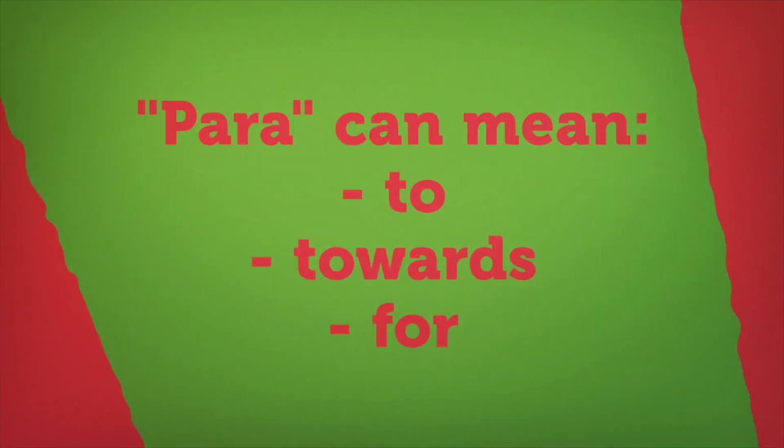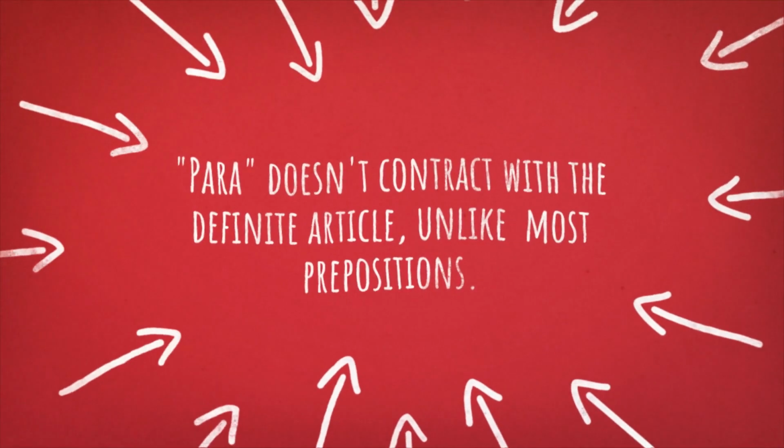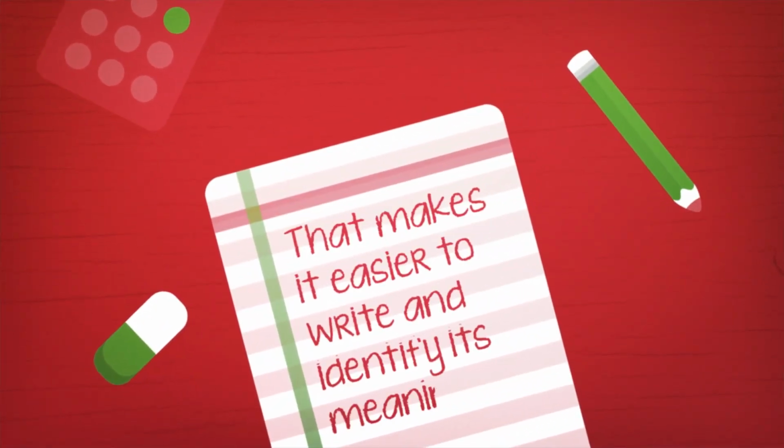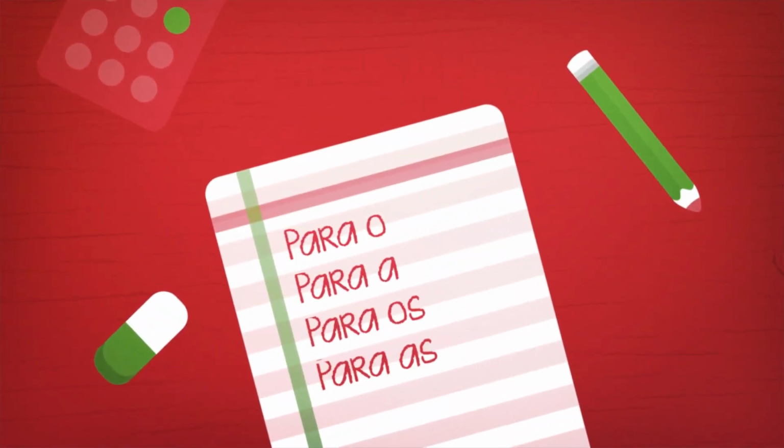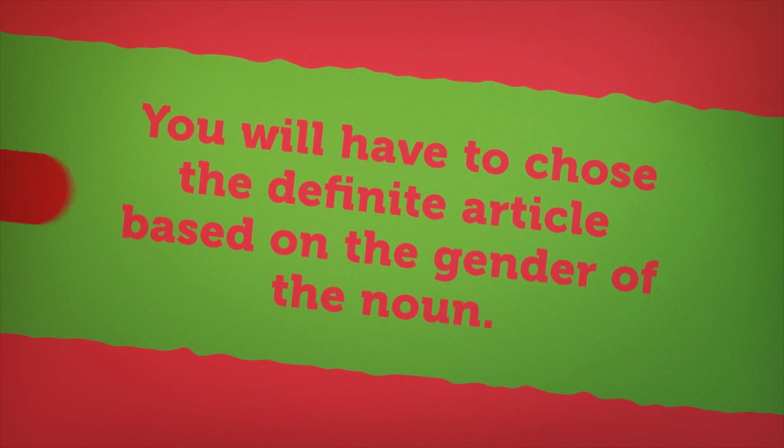Para can mean to, towards, for. Para doesn't contract with a definite article, unlike most prepositions. That makes it easier to write and identify its meaning. Para o, para a, para os, para as. You will have to choose the definite article based on the gender of the noun.